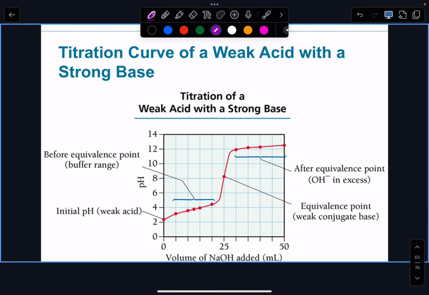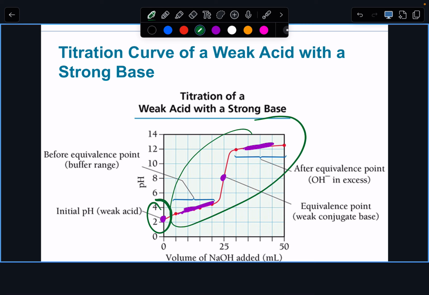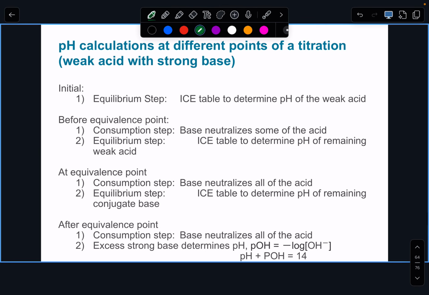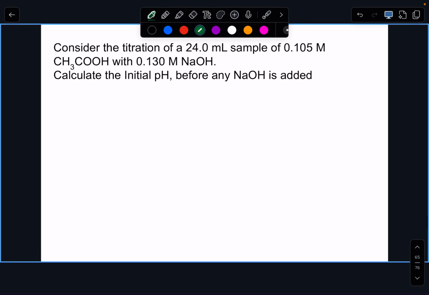Okay, here's the curve. We're going to do, again, initial pHs. We're going to do some where we've added before the equivalence point. We'll do the equivalence point. We'll do after the equivalence point. Same general calculations, but this one is one compound, and these ones are two compounds. Okay, so the first one, ignore this sort of, because we have kind of our own method now.